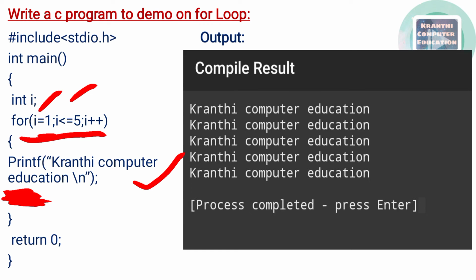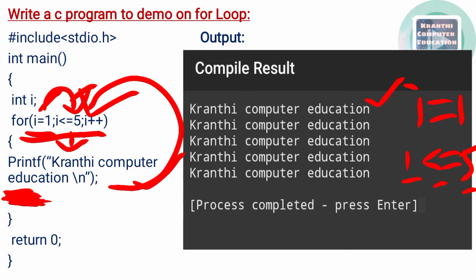Let's see here in this output. Initially, the i value is initialized to 1. Next the control goes to the condition i less than or equals 5, means 1 less than or equals 5. So the condition is true, that's why control enters the loop. What statement is placed inside the loop? The printf statement. It is going to print Kranti computer education. So Kranti computer education is printed for the first time, and then control directly goes to the updation part, the increment part.